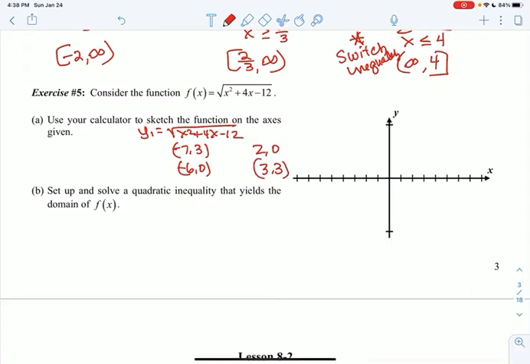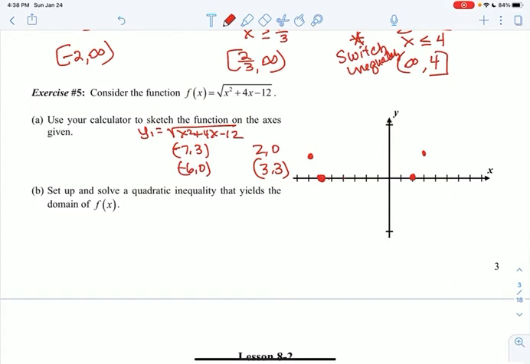All right, so I got negative 7, 3, 1, 2, 3, 4, 5, 6, 7. Negative 7, 3 is about here. We got negative 6, 0 is about there. I got 2, 0, and I have 3, 3. All right, well, let's see what this actually looks like.